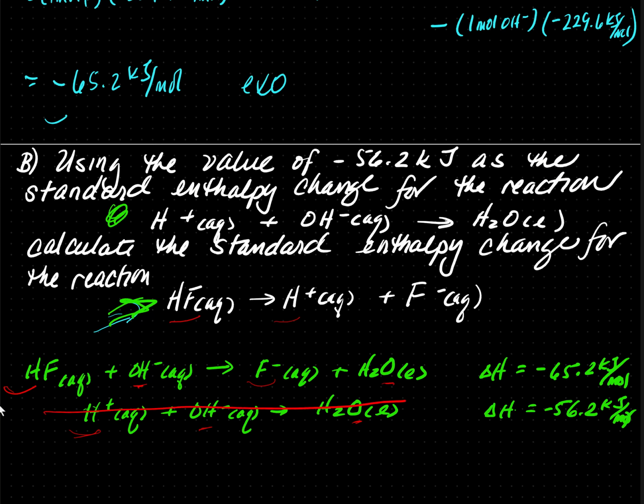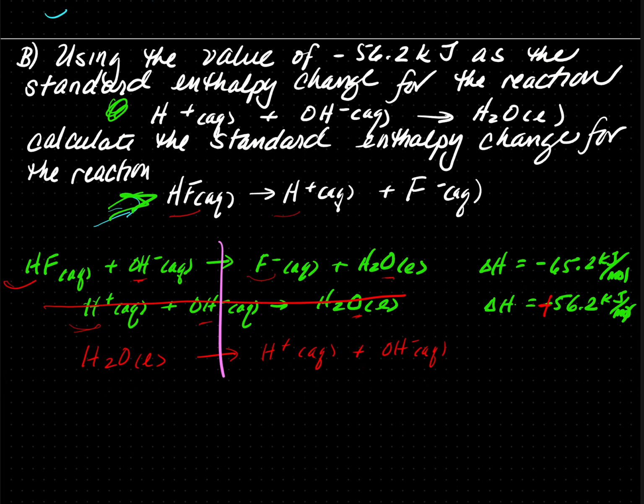So when I do that, I'm going to recopy it. So it's H2O yields H plus aq plus OH minus aq. When I do that, I need to flip the sign. Now it's a plus rather than a minus. Now I'm going to simplify. I'm just going to do basic algebra. I'm going to put all the reactants on one side and all the products on the opposite side and cancel out anything that is the same on both sides.